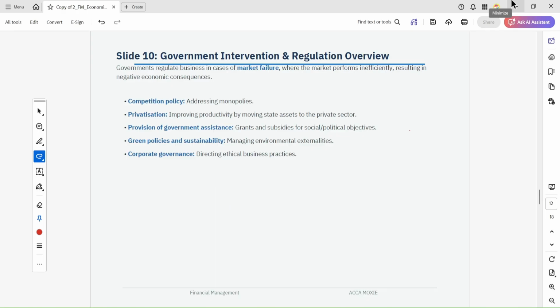We're going to study more steps that the government will take in order to increase economic growth. So what are these steps? These steps are intervention and regulations. So when there is any problem in the market or in the economy, the government takes some steps that are intervention and regulations. The government intervenes and regulates the market. So the government regulates business in case of market failure.